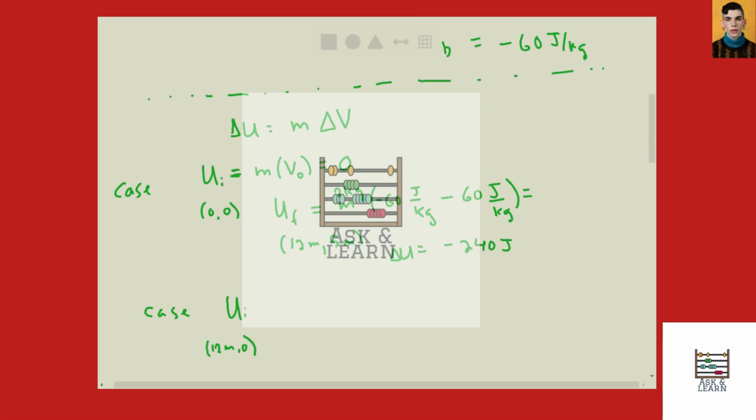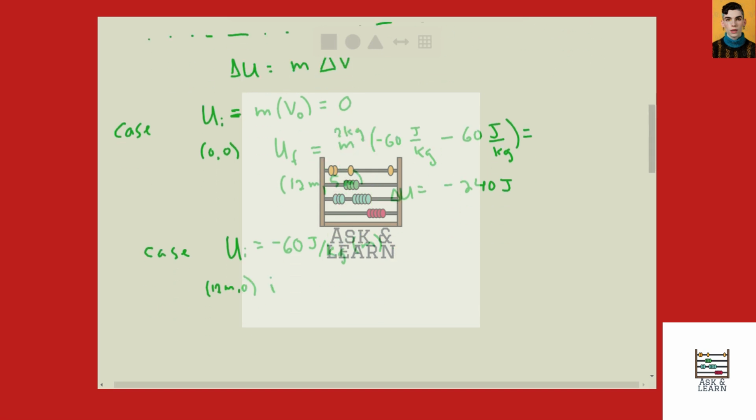Okay, at 12 meters, 0, the potential energy initial is minus 60 joules per kilogram times the mass. And then we're going to move it to 0, 5 meters. And again, the U final is minus 60 joules per kilogram times mass. And so delta U is, it wipes itself out.